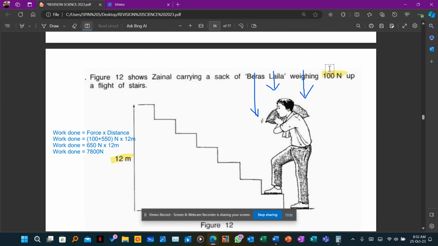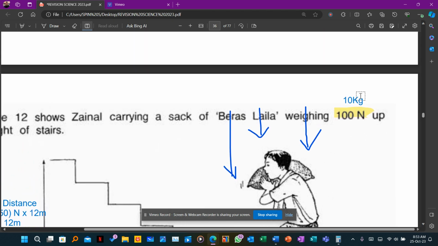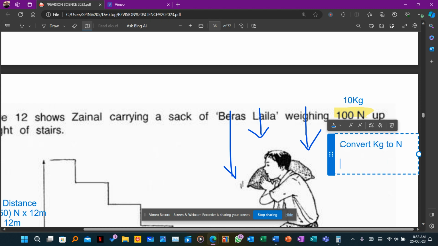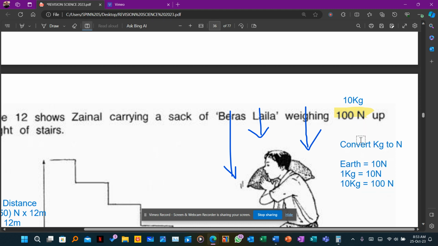And don't forget, sometimes they will write this as 10 kg rather than giving you Newton. So please take note, if it gives you kg, you have to convert kg to Newton first. How to convert it? It depends on the location. On Earth, the gravity is 10 Newton, which means that every 1 kilogram of mass, your body will be affected by 10 Newton. So if you're carrying 10 kilogram, the final weight will be 100 Newton. So please take note of that if it comes out.